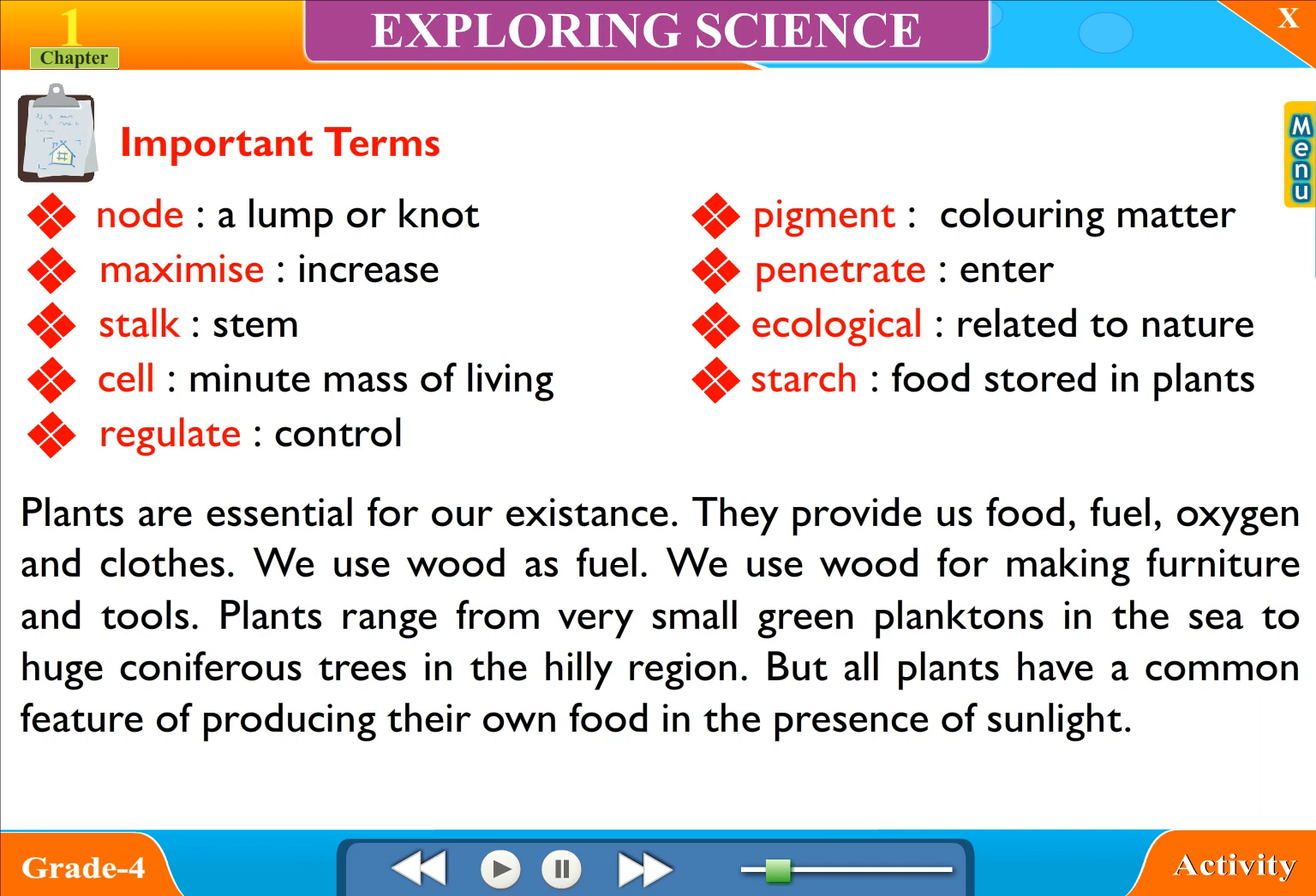Plants are essential for our existence. They provide us food, fuel, oxygen, and clothes. We use wood as fuel. We use wood for making furniture and tools. Plants range from very small green planktons in the sea to huge coniferous trees in the hilly region. But all plants have a common feature of producing their own food in the presence of sunlight.